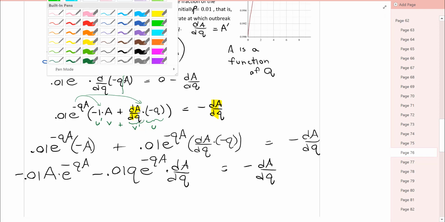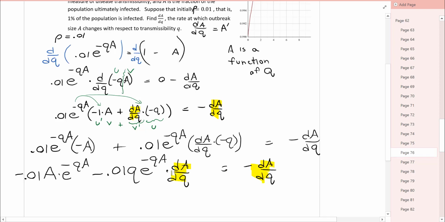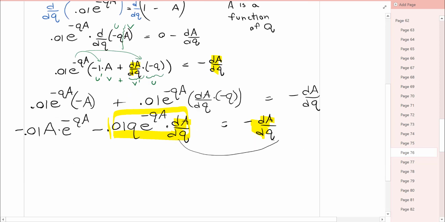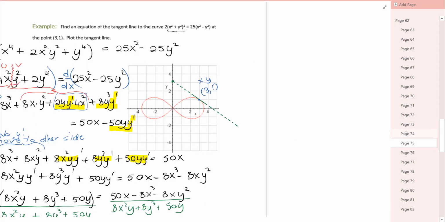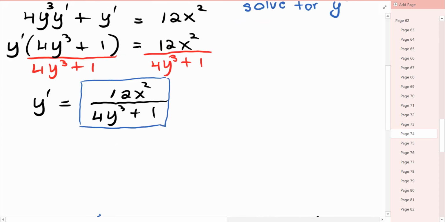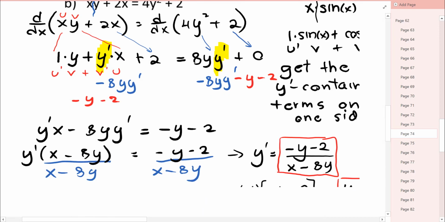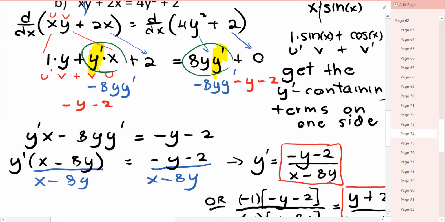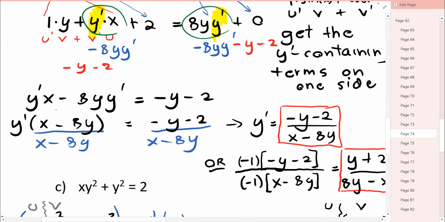Okay, so we've got one here and one here. But this is part of this bigger thing here, right? It's being multiplied by it, so it's all glued together. So maybe I'll bring this one over to the other side, because we've got to get both of them on one side. Remember, just like we did over here, we got both the y prime containing terms on one side. They were on opposite sides, and we rearranged it so that they were on the same side so we could factor out y prime.